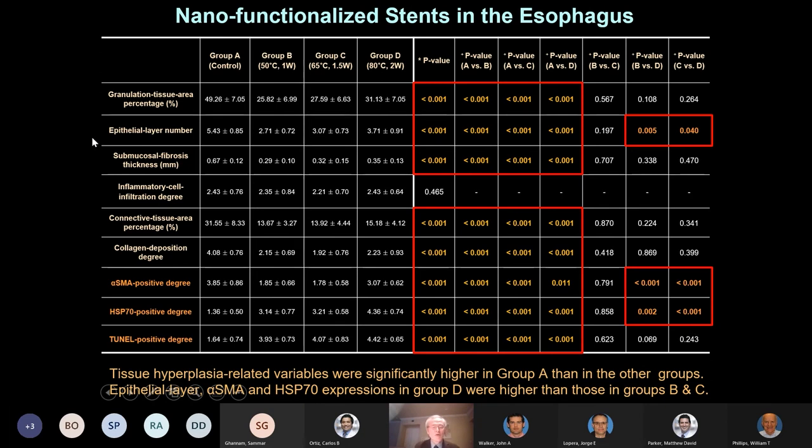The tissue hyperplasia-related variables such as granulation tissue area and epithelial layer numbers and submucosal fibrosis thickness and the connective tissue area percentage and collagen deposition degree were significantly higher in group A than in the other groups. And also the epithelial layer numbers and alpha SMA positive degrees and heat shock protein 70 positive degree expressions in group D were higher than those in group B and C.